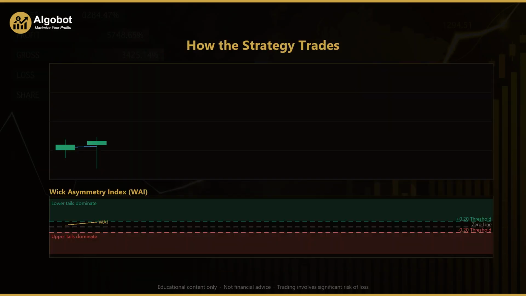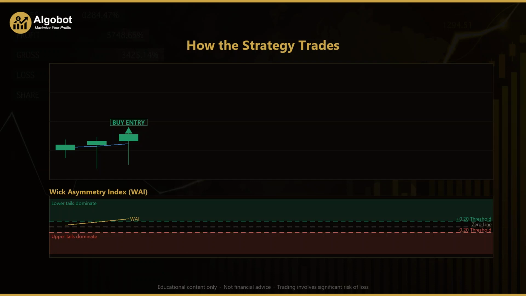Let's bring this to life on the chart. Across the top you can see the price candles, and running along them is the exponential moving average baseline, our trend gate. In the panel below sits the Wick Asymmetry Index, our oscillator, with a positive threshold line, a zero line in the middle, and a negative threshold line. Watch the opening candles on the left.